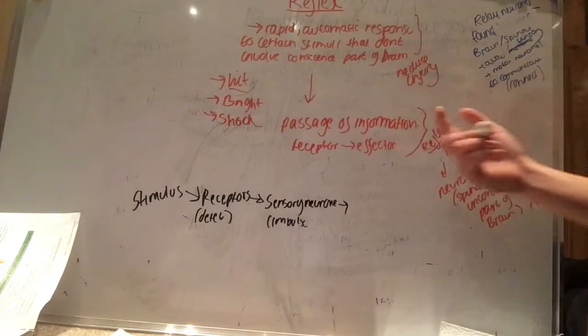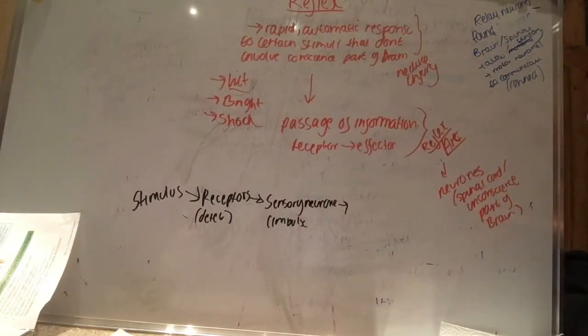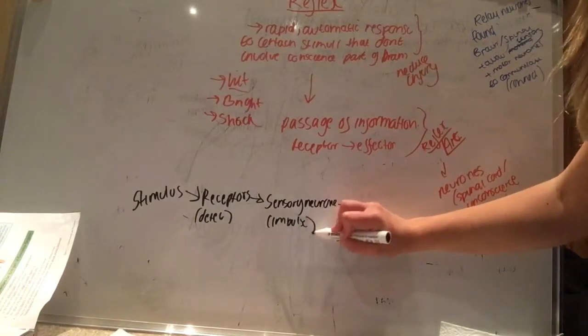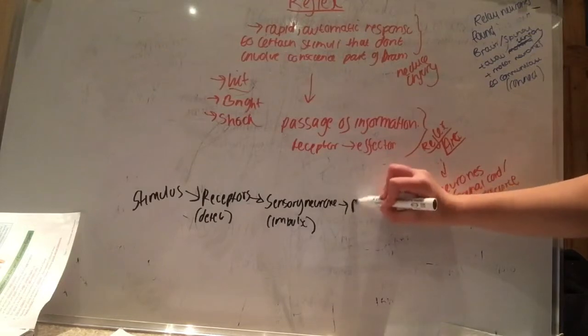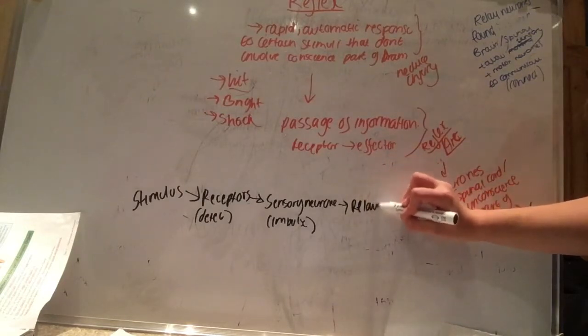And then we get to a synapse. Remember, we're talking about synapses. It's how they transfer information from one neuron to the other, through a gap, that diffusion of chemicals. And so there is a synapse from the sensory neuron to the relay neuron. We haven't actually talked about the relay neuron before.